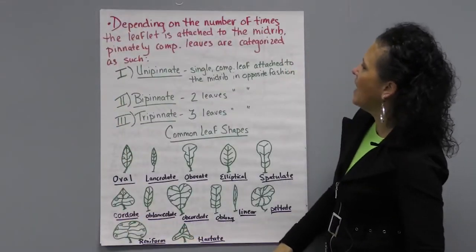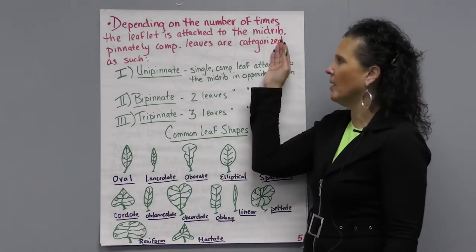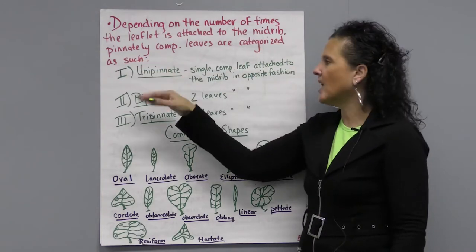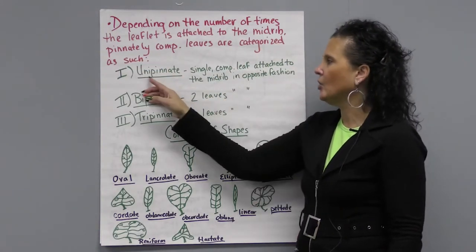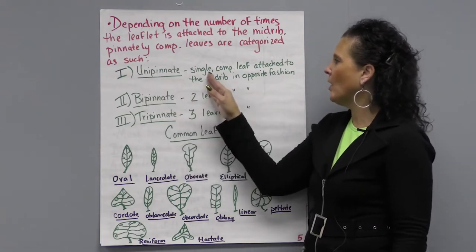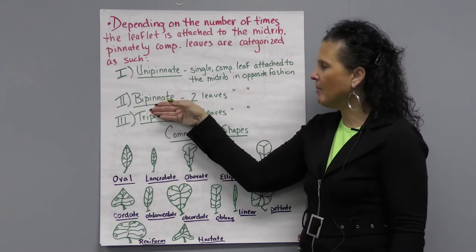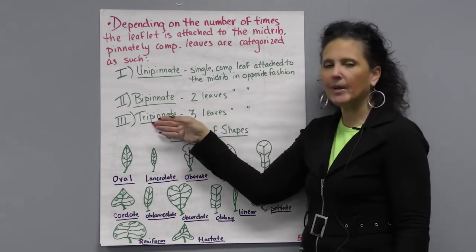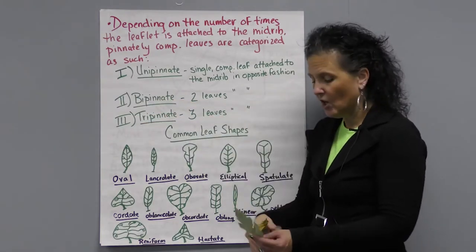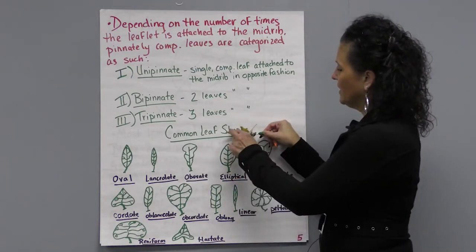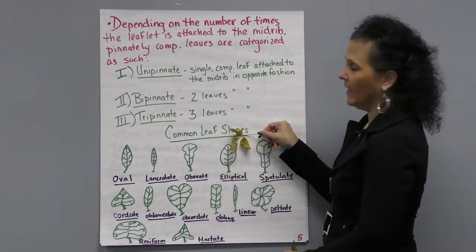Depending on the number of times the leaflet is attached to the midrib, pinnately compound leaves are also categorized. The same sort of idea. Uni, one, pinnate, we have a single compound leaf attached to the midrib. If we have bipinnate, we have two. Tripinnate, we have three leaves that are attached. Sort of like our example here, we see these three leaves that are attached to our midvein.